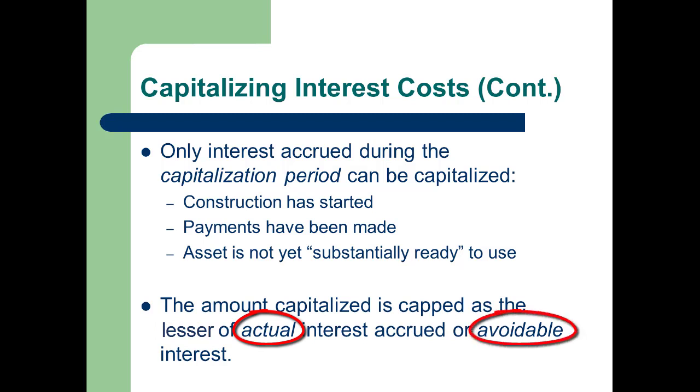And we said, well, okay, we get the whole actual interest accrued thing. I know that. I can see the interest rates on my debt, and I can calculate what accrued during the period. And I can add that up for all my different debts and get total interest accrued. But what do you mean avoidable interest? And FASB said, oh, avoidable interest is the interest you could have avoided if instead of making this asset, you had paid the bank back.